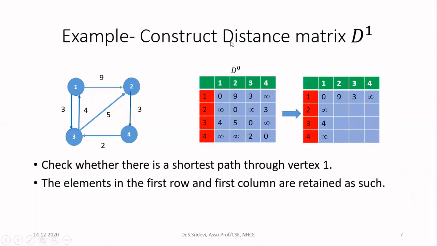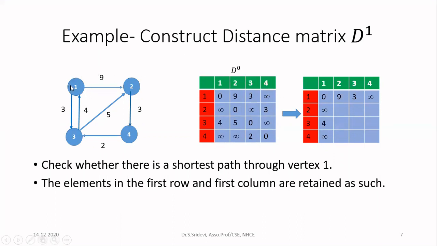Now, as I already mentioned, if you want to construct the matrix D1, it should be constructed only from the previous matrix. That is, from D0, you are going to construct D1. So how to do that? Now let us write D0 as such. Now I am going to construct D1. The meaning of D1 is it will include all the paths that can be reached through the vertex V1, that is nothing but through the vertex 1.